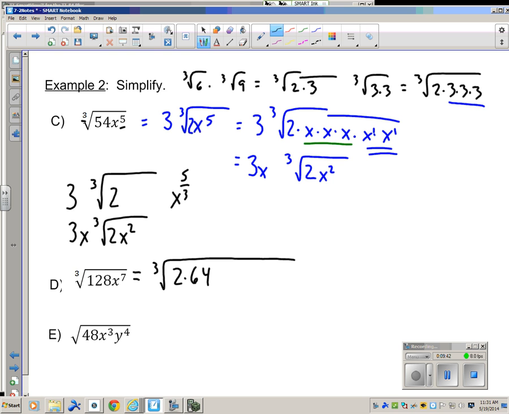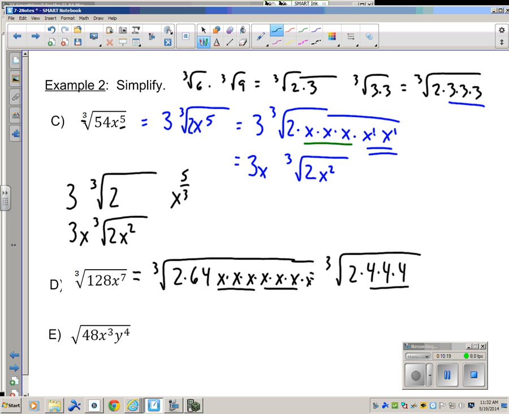And then I'm thinking, oh yeah, 64 can be broken down as 4 times 4 times 4, which then gives me that grouping of 3 4s again. Or on your calculator, you could do the cube root of 64 and you'll get 4. So then what am I left with? I'm left with x times x times x times x times x times x. There's 7 of them. So looking for groupings of 3, you got 3 and 3.